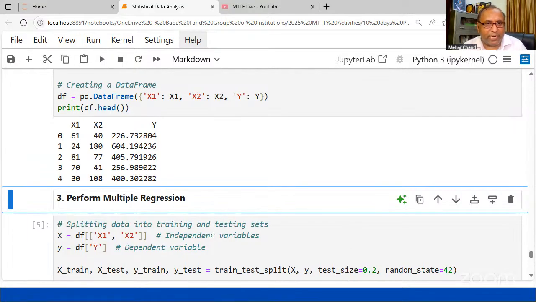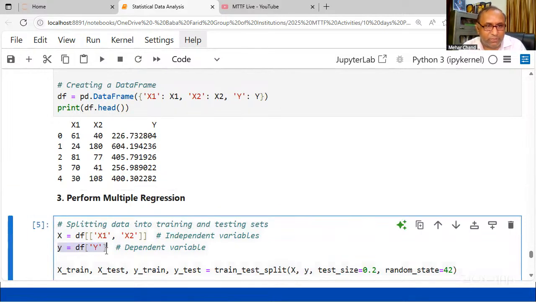For that we have to separate the data into training and testing. This is the second part. So x will be df of x1, x2. This is the independent variable, and y is equal to df of the dependent variable. So we have to split the data set here. All the independent variables, whether these are 2 or 3 or more than 3, will be stored inside x, and this is the dependent variable y.